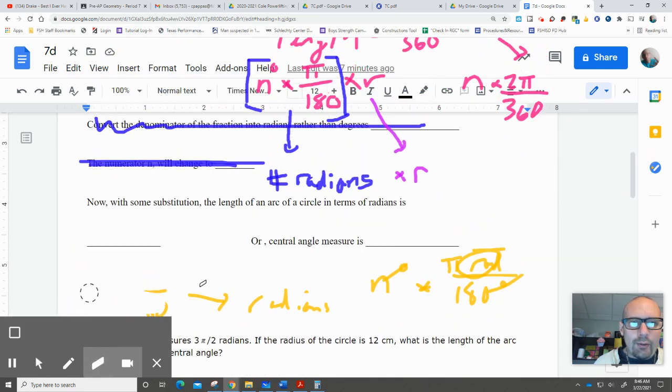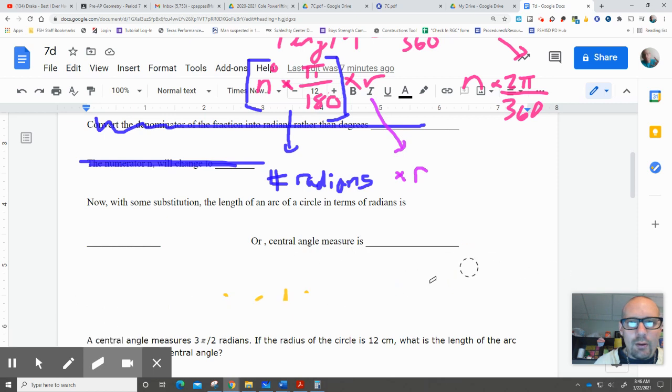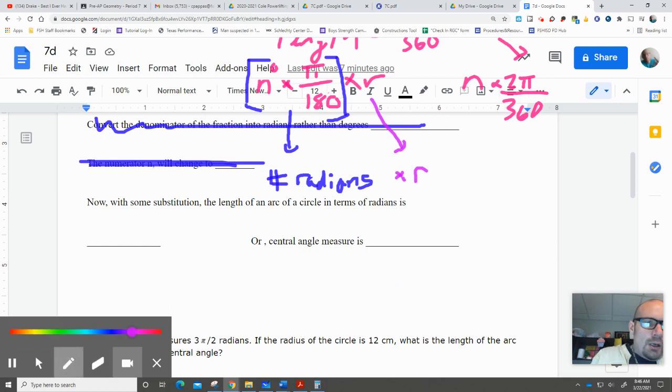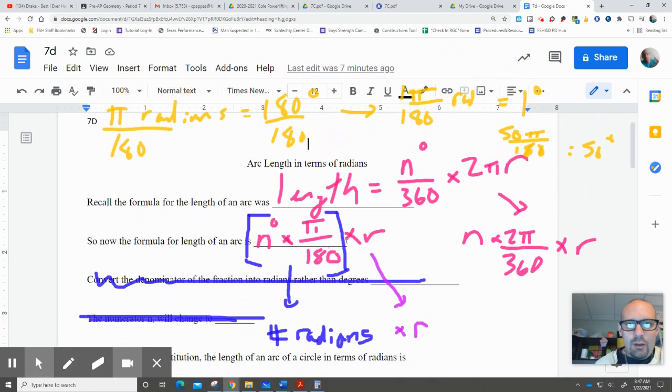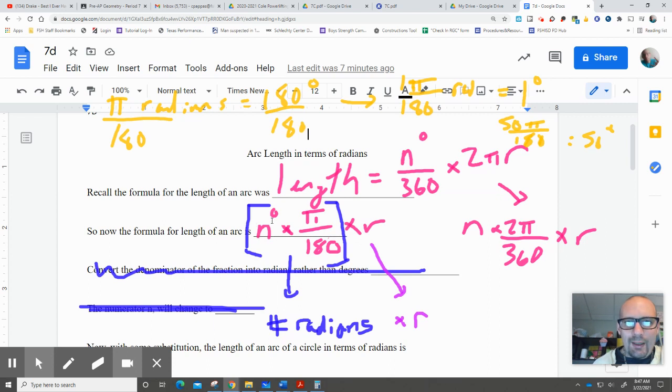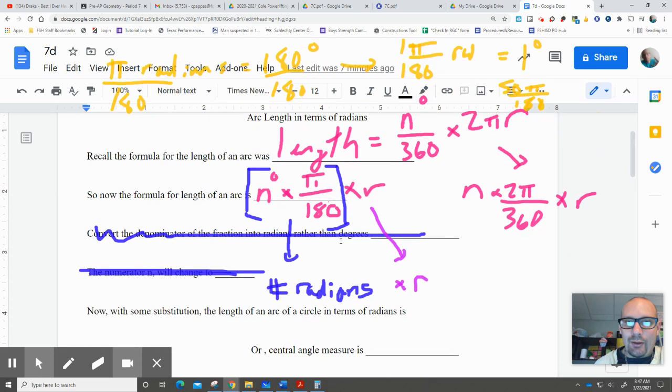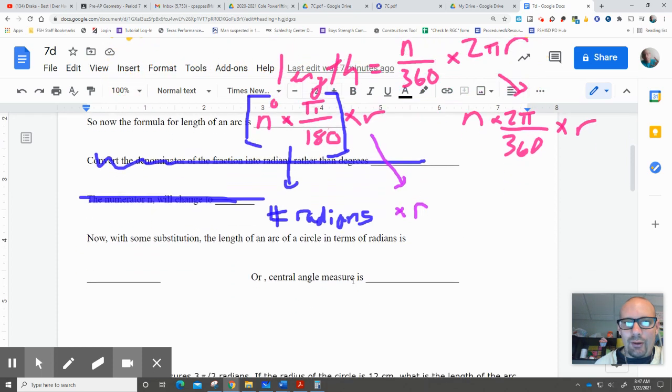So I'm just trying to erase some of this stuff here. The length of our arc, as we said, going back one more time, the formula rewrites to n times pi over 180 times r. Well, when we take our degrees and multiply by pi over 180, that right there in those brackets converts it to radians. So our number of radians times our radius also gives us our arc length.